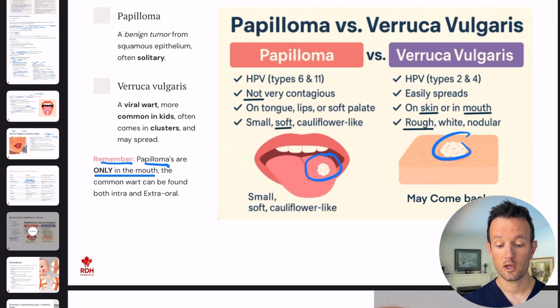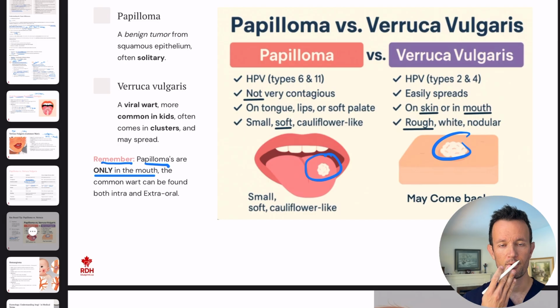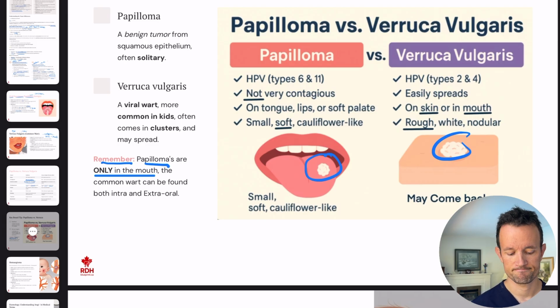We want to see, do they have warts anywhere else on their body? If they do, then probably they transferred it from their hand or wherever it was, and they put their hands in their mouth because we're always touching our face. And that's how they got it. So it's more likely to be a verruca vulgaris. But if they don't have any lesions anywhere else, it doesn't mention nail biting, then we're probably thinking papilloma.